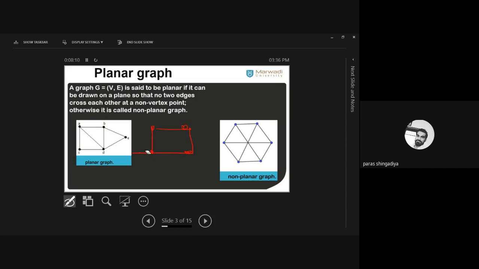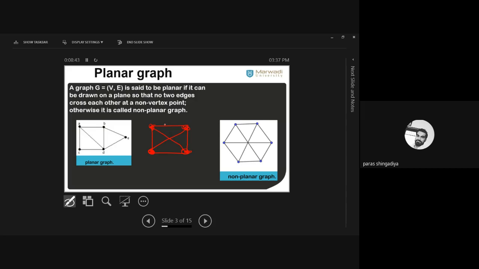That is a 4 vertex graph with 6 edges. Clear? So what is the first conclusion? There is a cross between two edges. So what is the first answer for that case? It is non-planar. But what is our definition? It can be drawn on a plane such that no two edges cross.